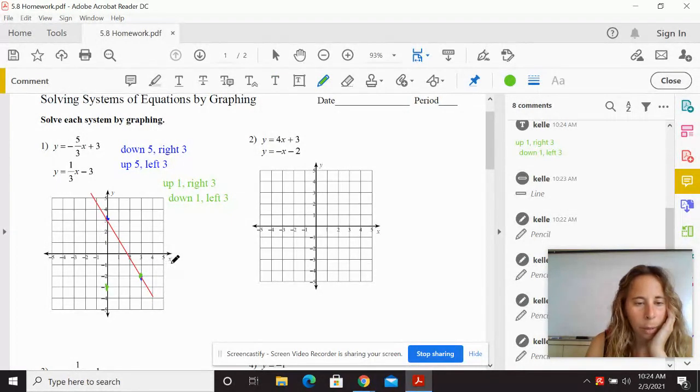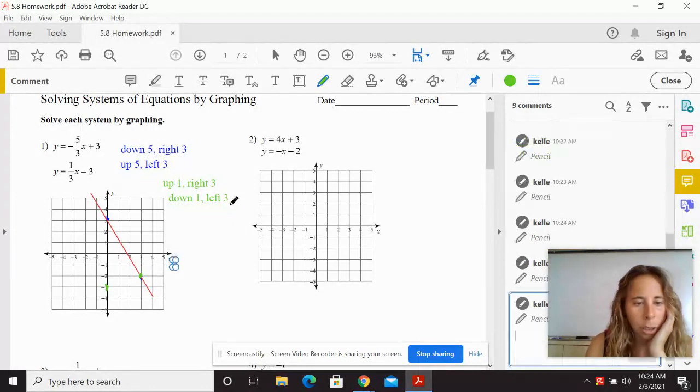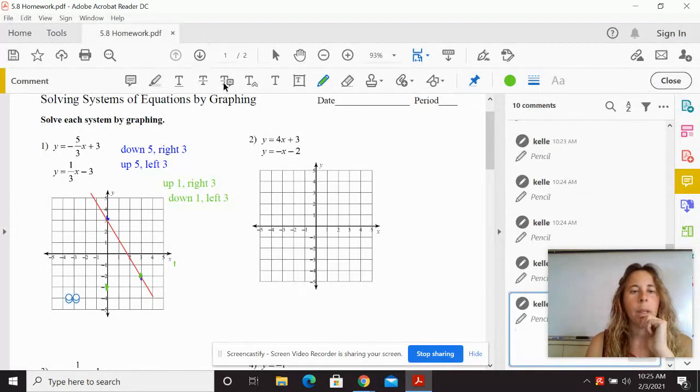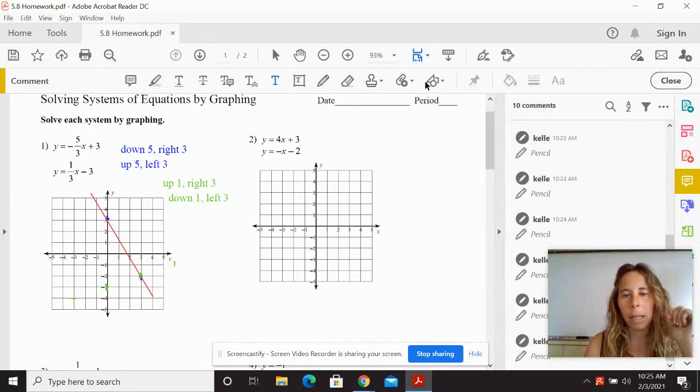Then we would go up 1, to the right 3, 1, 2. I would be off the graph, like right there. And then if you wanted to go the other way, you would go down 1, left 3. So down 1, left 3, 1, 2, 3. There we are. Let me draw my line.